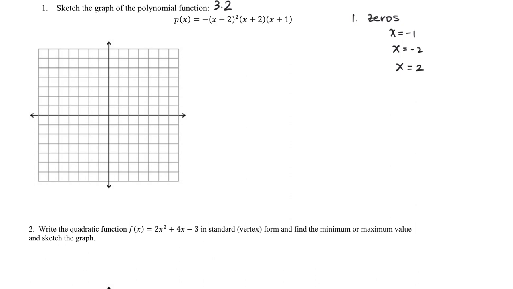I also suggested you consider the multiplicity. Remember, multiplicity is how often each factor appears. So x minus 2 is squared, meaning x minus 2 appears twice. So this has multiplicity 2. Any even multiplicity means that at this 0 or x-intercept, the graph is going to bounce. So here it bounces. Each of these factors appear only once. The highest exponent there is 1, so these have an odd multiplicity. Odd multiplicity means the graph crosses through the x-axis.